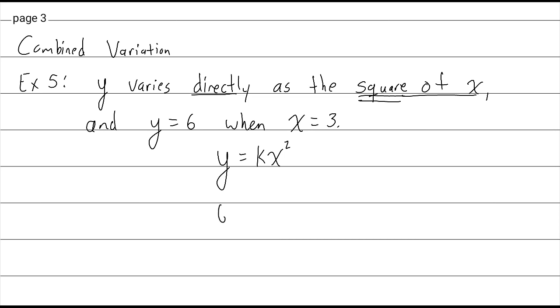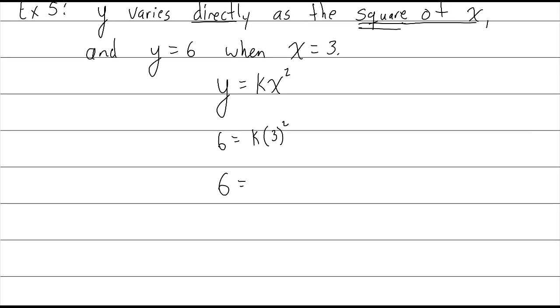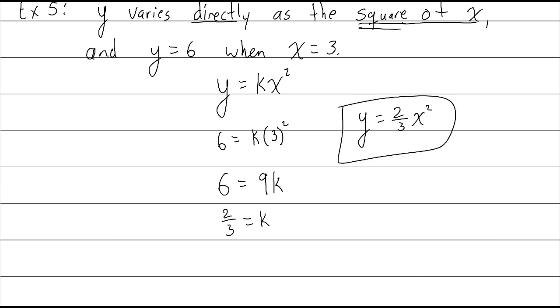All right, let's plug it in. So 6 is equal to k times 3 squared. 3 squared is 9, so this is 6 equals 9k. Divide both sides by 9. I get 6 over 9, which is 2/3. So y equals 2/3 x, don't forget the squared, right? X squared. Okay, don't let the words confuse you, right? The square of x. So we had to throw in an exponent. Last example.